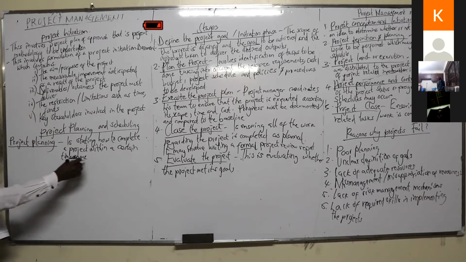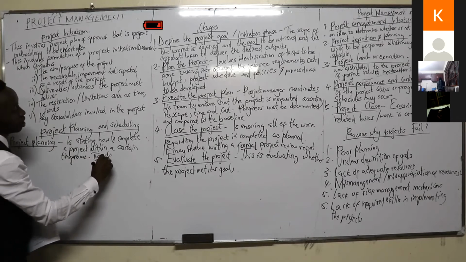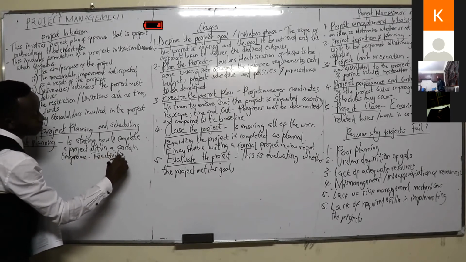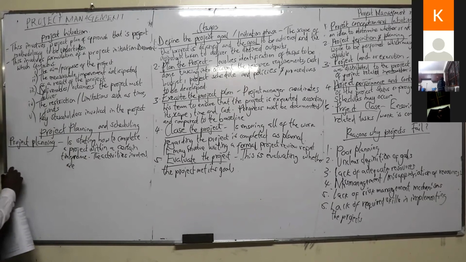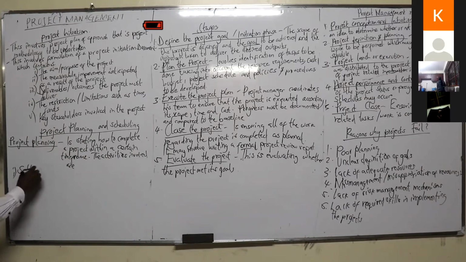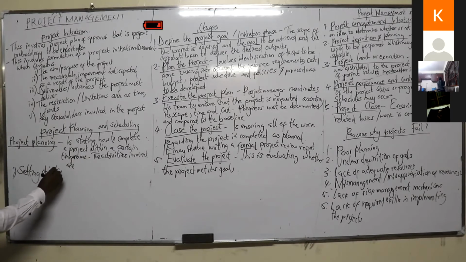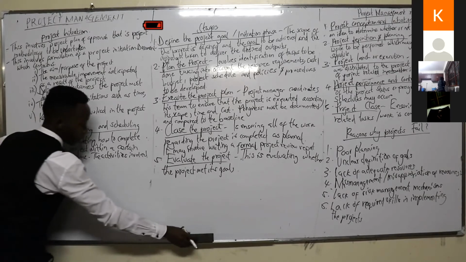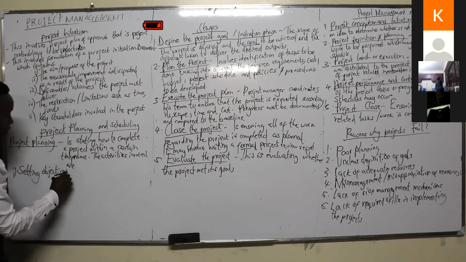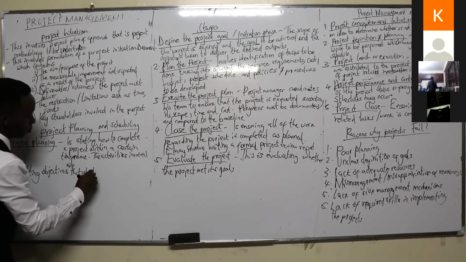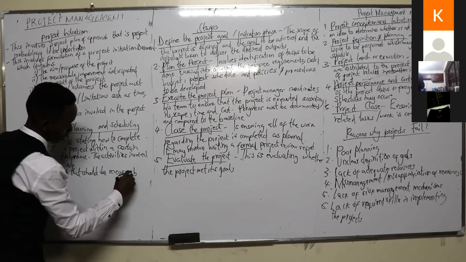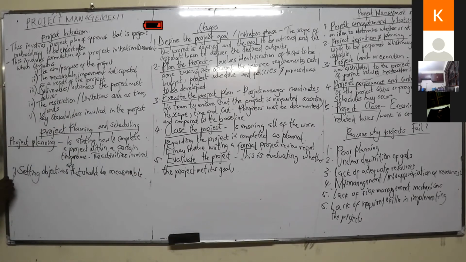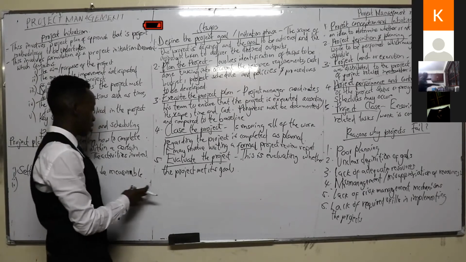So the activities involved in project planning are, one, setting of objectives that should be measurable. So this one will help you to evaluate or monitor the performance of the project.